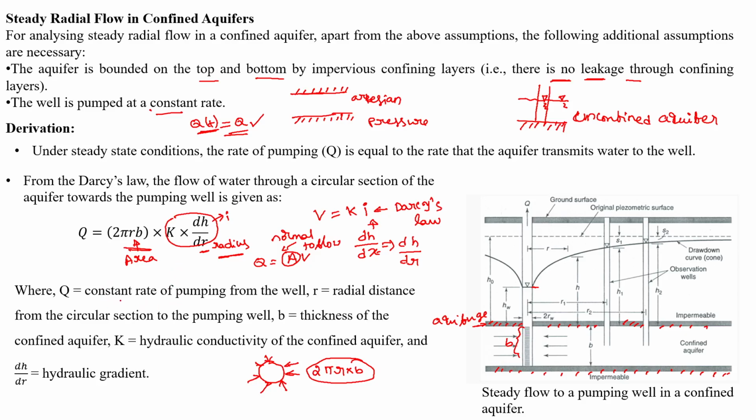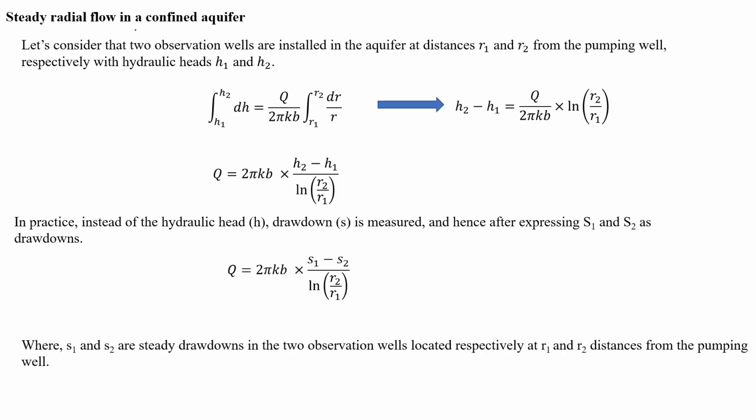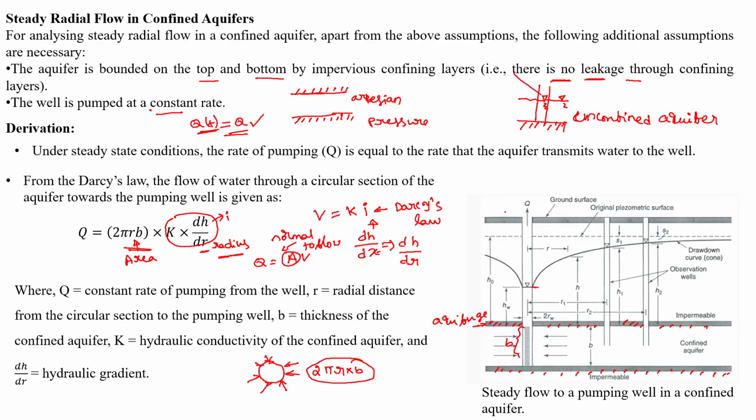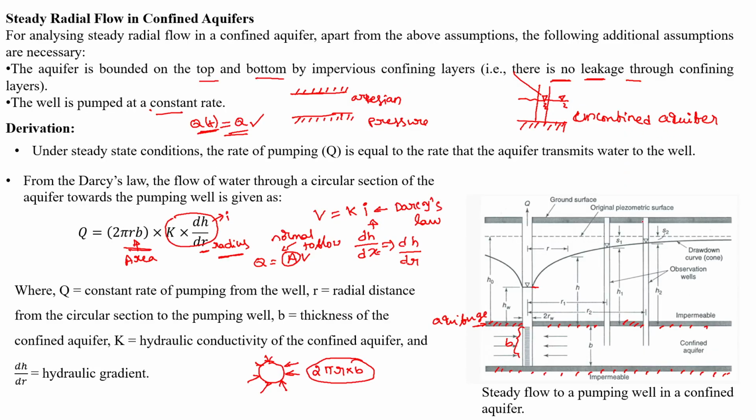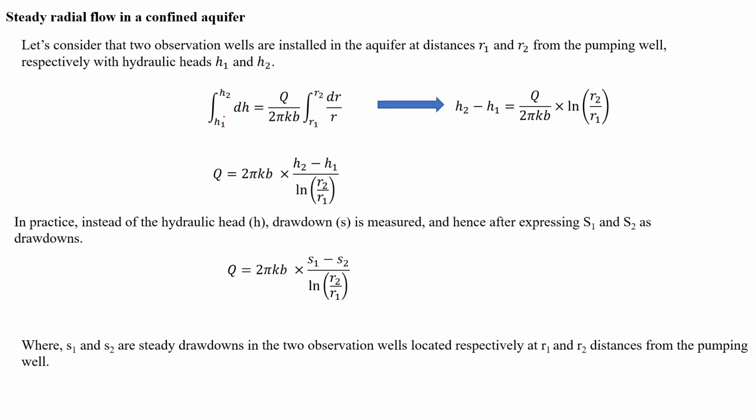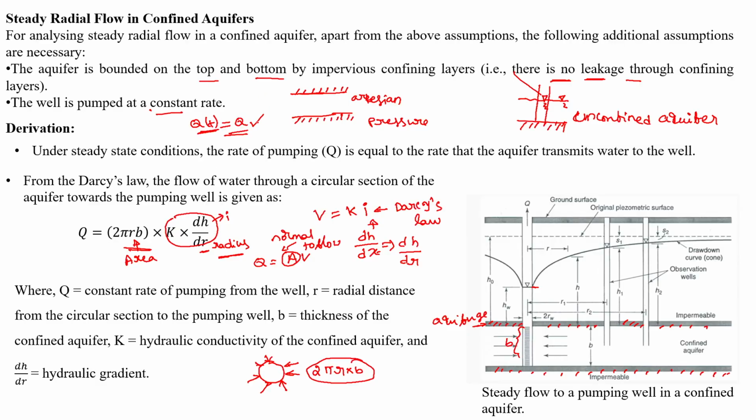So all these formulas are shown here. Then let's solve this. Let's consider two observation wells installed in an aquifer at distances of r1 and r2. As I have shown here, we have installed two wells like this, one here and one here, at distances r1 and r2 from the pumping well, with hydraulic heads of h1 and h2. Now just reshuffle the terms.